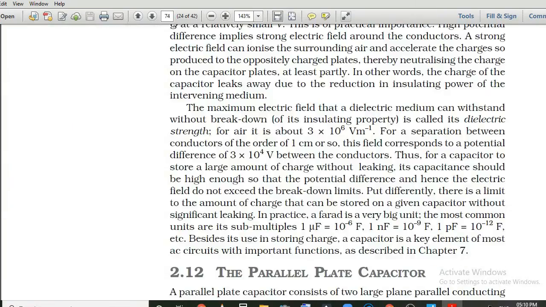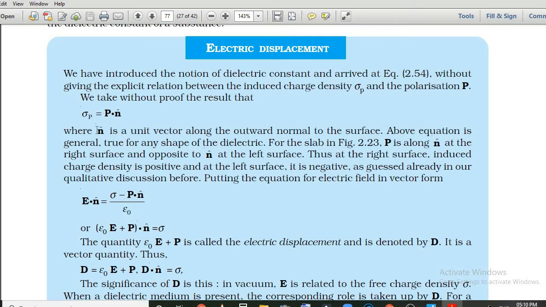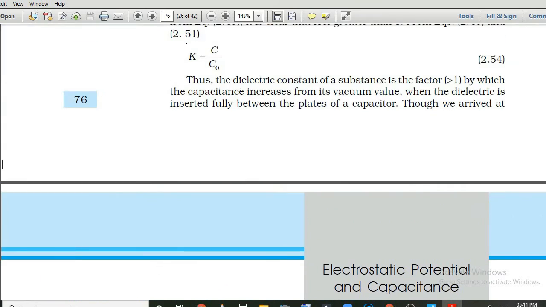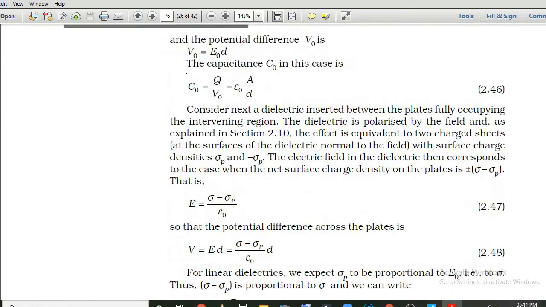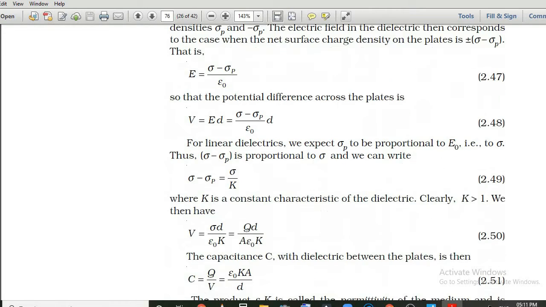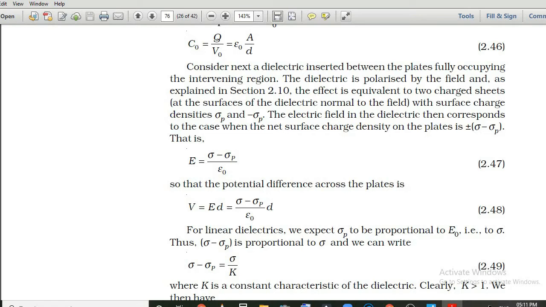Therefore, we can discuss here, without much discussion, without any proof, we are directly giving sigma p is equal to p dot n. Sigma p is equal to p dot n. This is page 77. In page 76, we already discussed the relation between capacitance and what will be the change in the capacitance when a dielectric medium is introduced into the space of a capacitor. Finally we derived K is equal to C by C0, and we got some relations also.